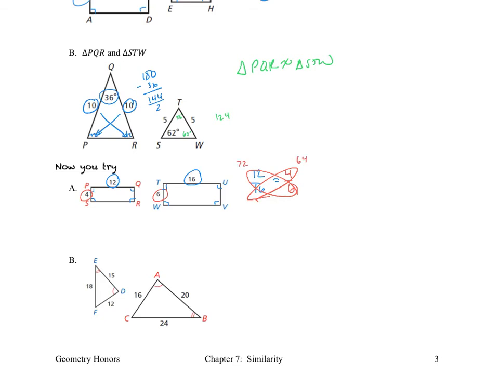Notice my diagonals, my proportion is not proportional. The diagonals, cross products, do not equal each other. 72 does not equal 64. So therefore, these triangles are not similar. Rectangles, sorry. So rectangle PQRS is not similar to rectangle TUVW.